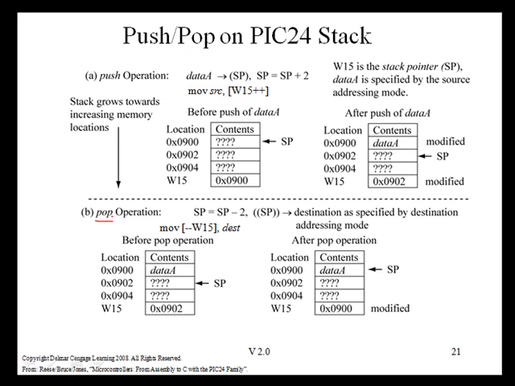A pop operation is simply the reverse of a push. When a pop is done, the first thing that's going to be done is that the stack pointer is going to be decremented by 2, in this case from 902 to 900, and then the data is going to be read from that location and written to some destination operand. Notice that this is the same as a move operation whose source addressing mode is going to be register indirect with pre-decrement using working register W15. This value is then going to be written to some destination.